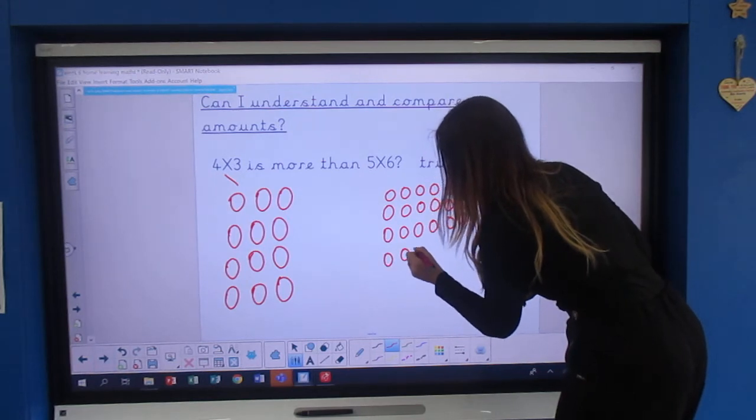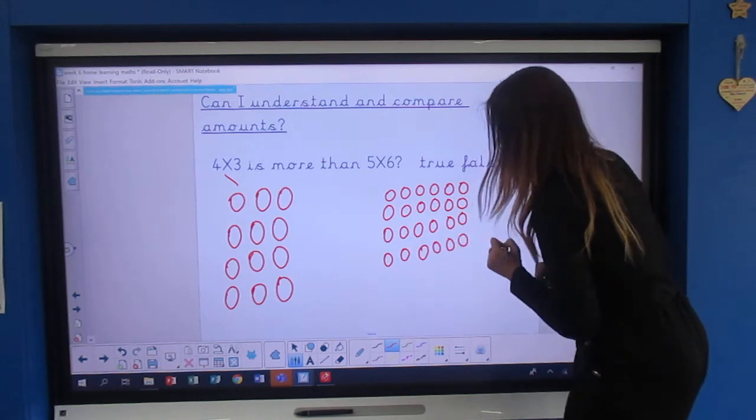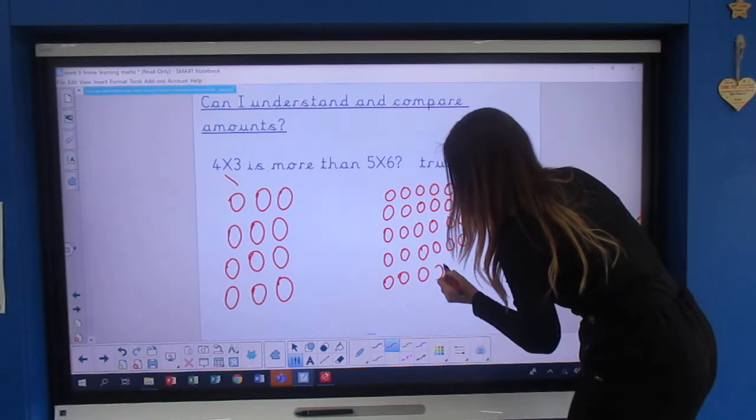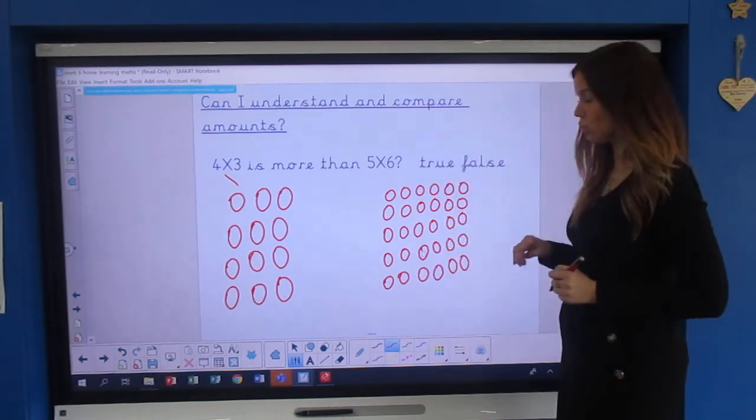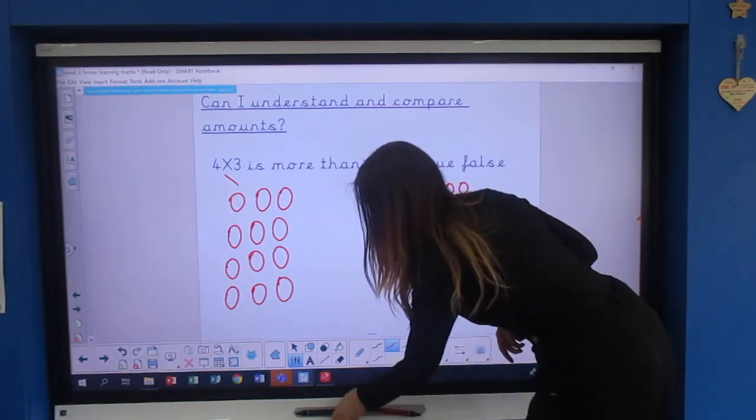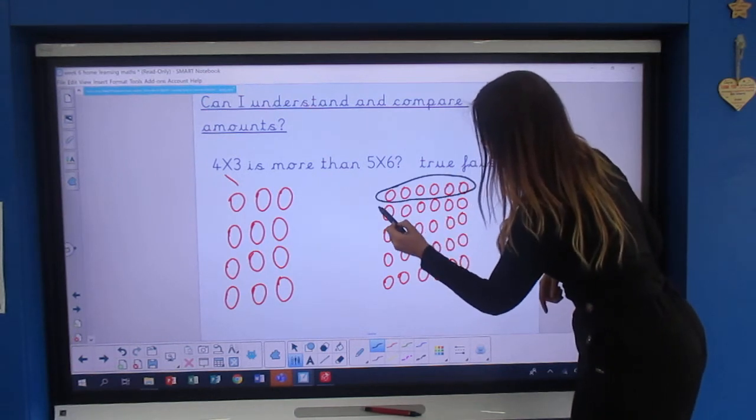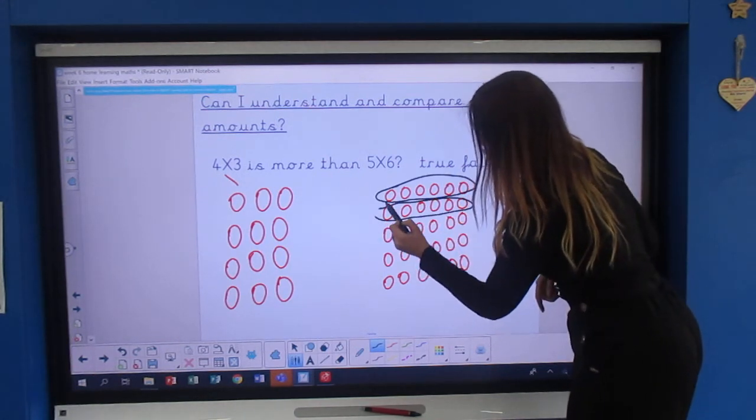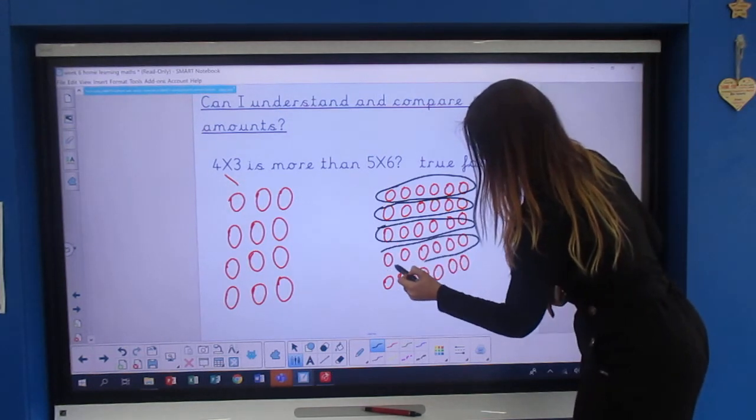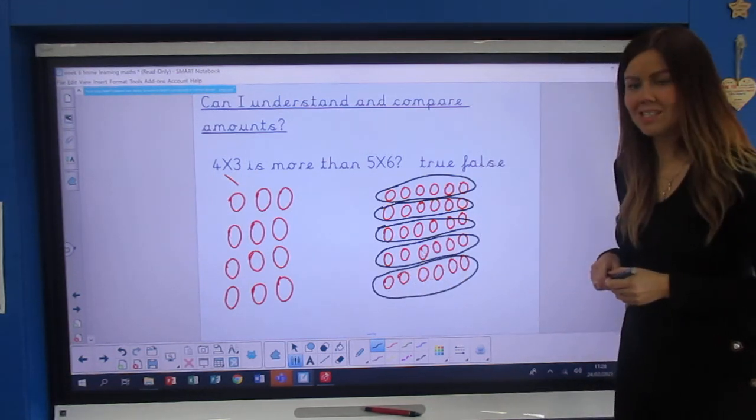1, 2, 3, 4, 5, 6. That's 4 groups. 1, 2, 3, 4, 5, 6. Let's see how many groups we've got. 1 group, 2 groups, 3 groups, 4 groups, 5 groups. And if it helps you, put a circle around your groups. There's 1 group. There's 2 groups. There's 3 groups. There's 4 groups. There's 5 groups of 6.